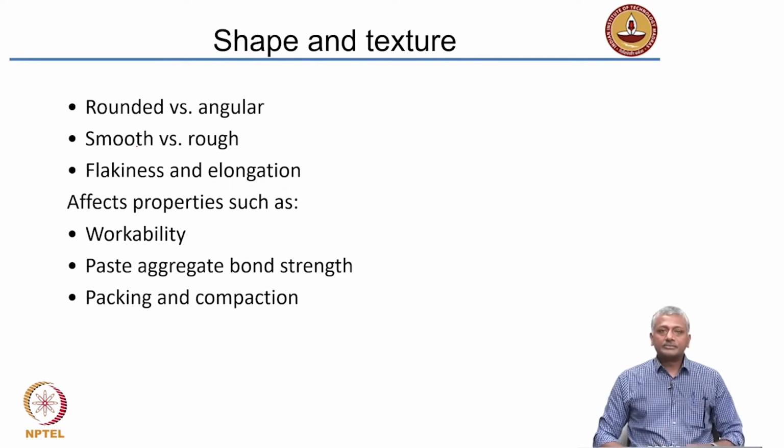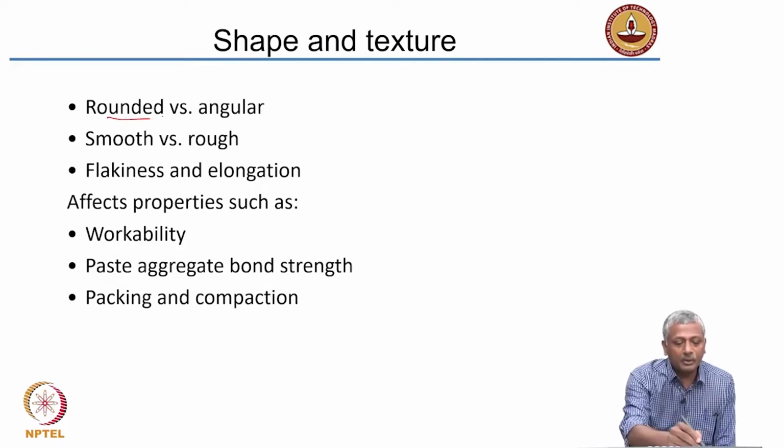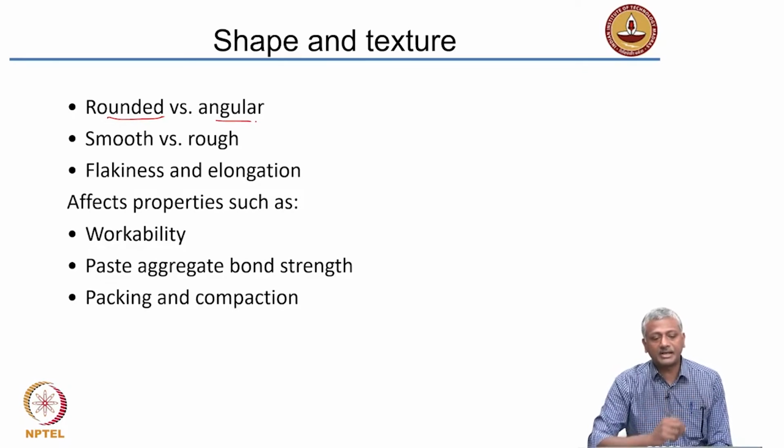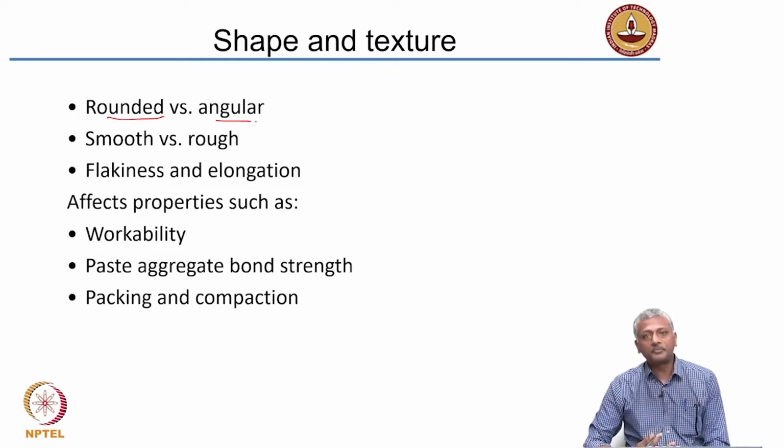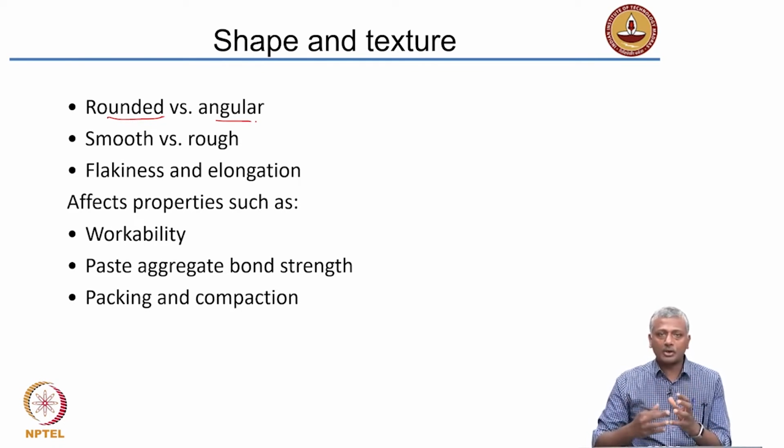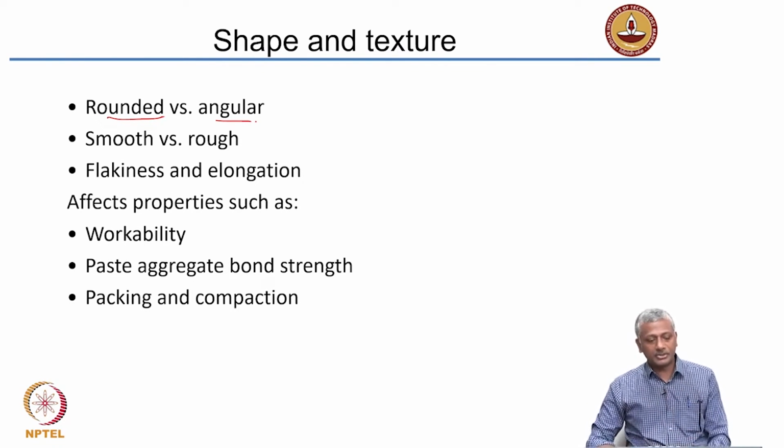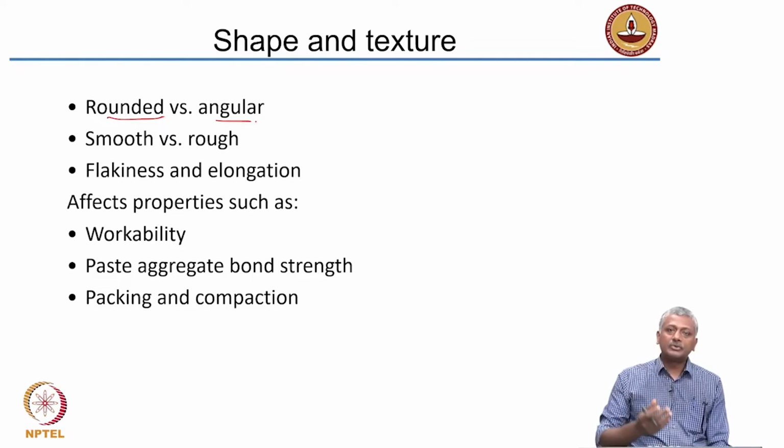So, as I said, your shape and texture will determine the properties of concrete that you get with it. So, what are the different shapes? You have rounded shape versus angular shape. As I said, the natural sources will give you rounded shape, whereas the natural quarried sources, which are broken down into smaller sizes, will get the angular shape. Again, the riverbed gravel will be both rounded and smooth, whereas the quarried aggregate will be angular and rough.